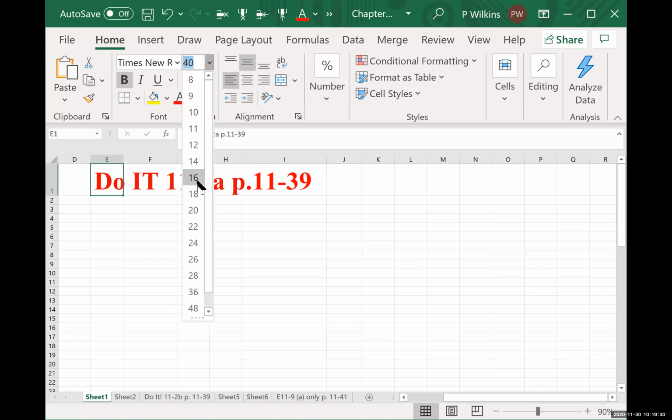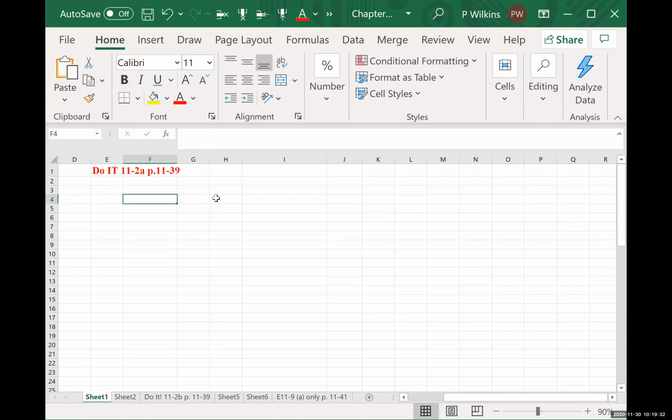Let me just make that a little bit smaller. Okay, let's see what it says. Do it 11-2A says, Beauty Island Corporation began operations on April 1, issuing 55,000 shares of $5 par value common stock for cash at $13 per share. In addition, Beauty Island issued 1,000 shares of $1 par value preferred stock for $6 per share. Journalize the issuance of the common stock and preferred stock.